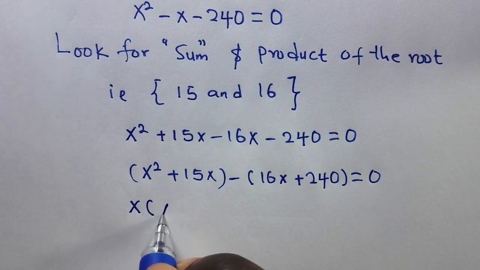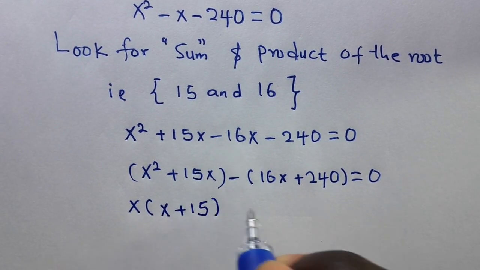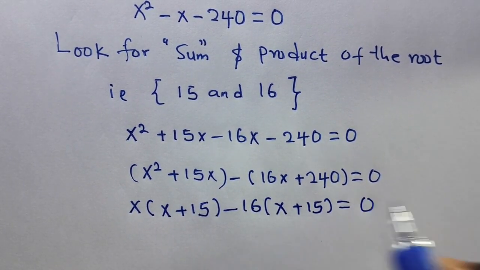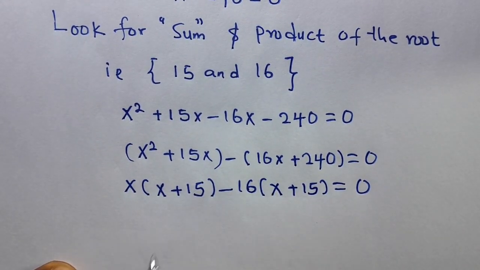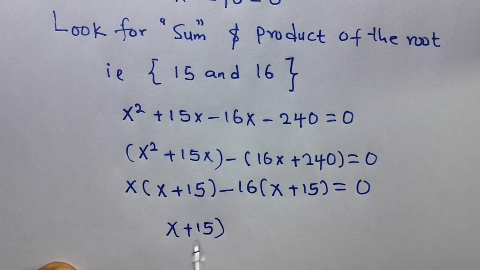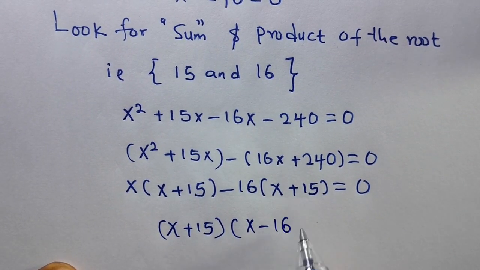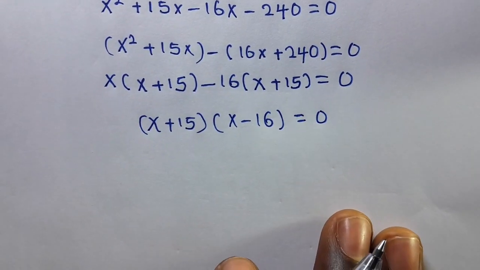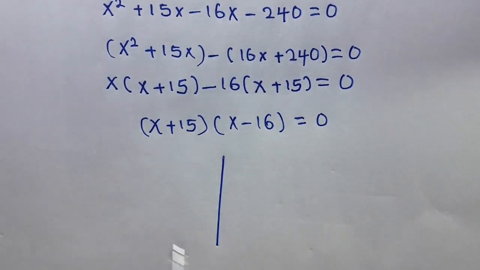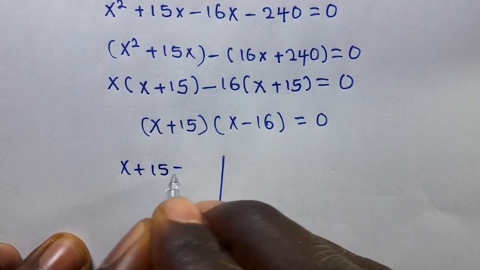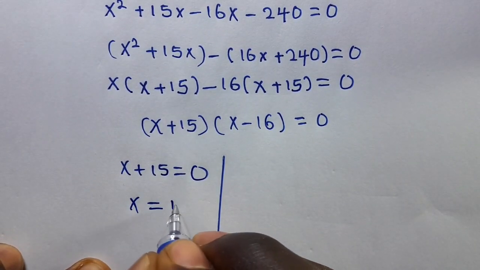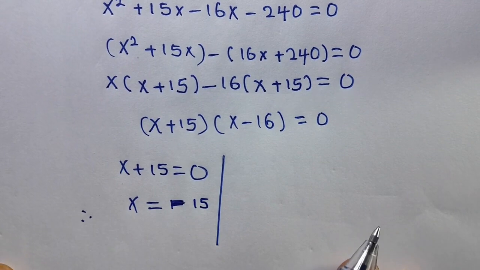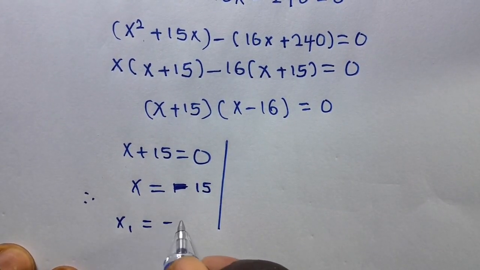Now from here, what is common is x. We can factor it out to be x into bracket of (x plus 15). Here we have 16 in common. We have 16 into bracket of (x plus 15). So we have x plus 15 in both. We can take this to be (x plus 15). Now by dividing it with the first one, we are going to have x, with the second one, we're going to have minus 16, and we have everything equals 0. So from here, it shows that x plus 15 equals 0, and this implies that x equals minus 15. So guys, therefore we have our x1 equals minus 15.